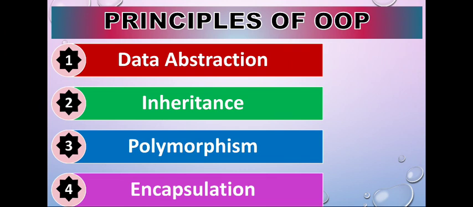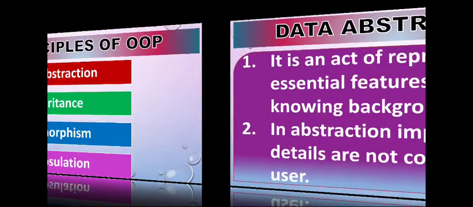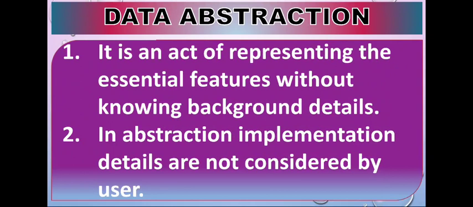Now come to the principles of OOP. So basically there are 4 principles of OOP: data abstraction, inheritance, polymorphism, and encapsulation. First, data abstraction. Data abstraction is an act of representing the essential features without knowing background details. So the necessary things for the user will be presented, and other things will be hidden. And in abstraction, generally the implementation details are not considered by the user.